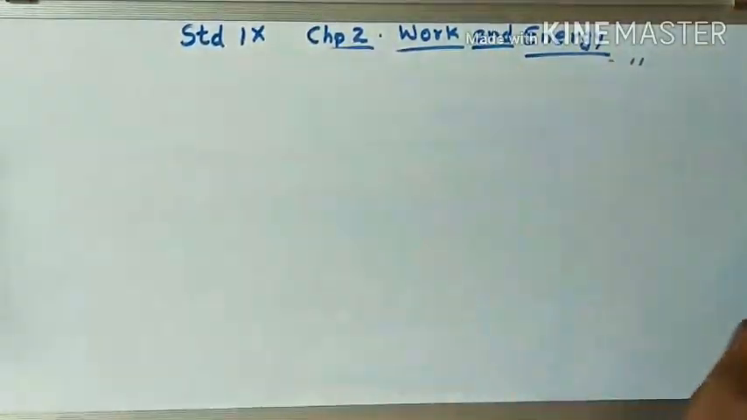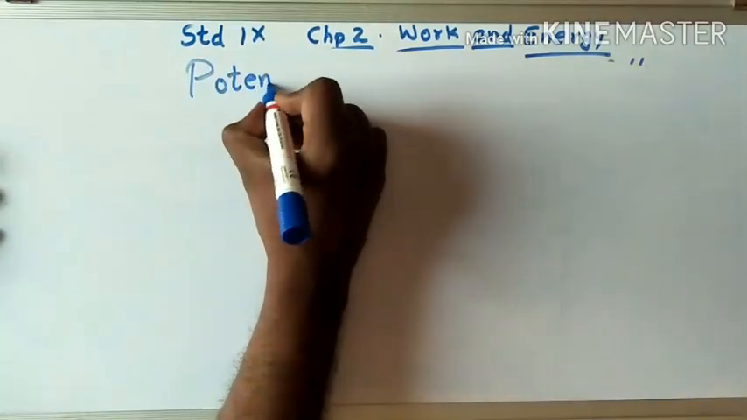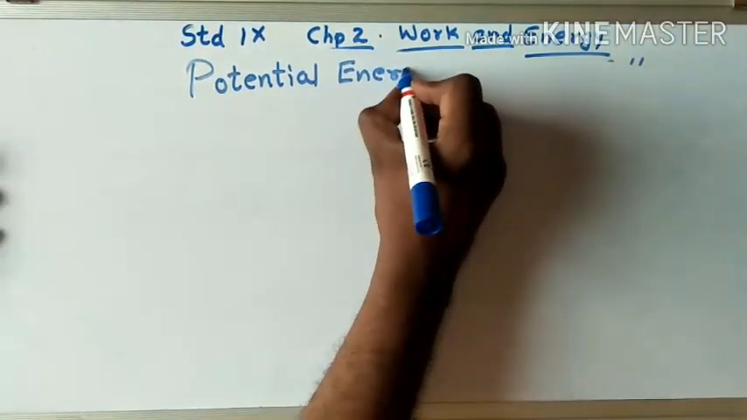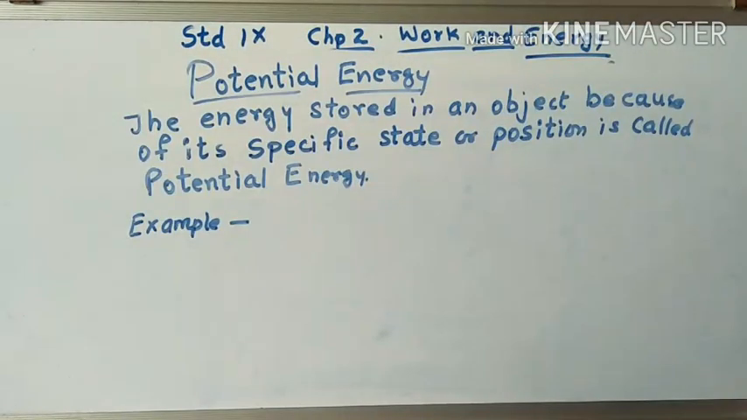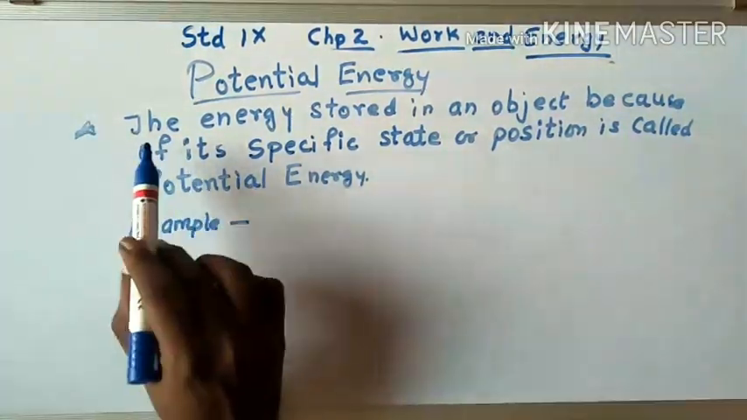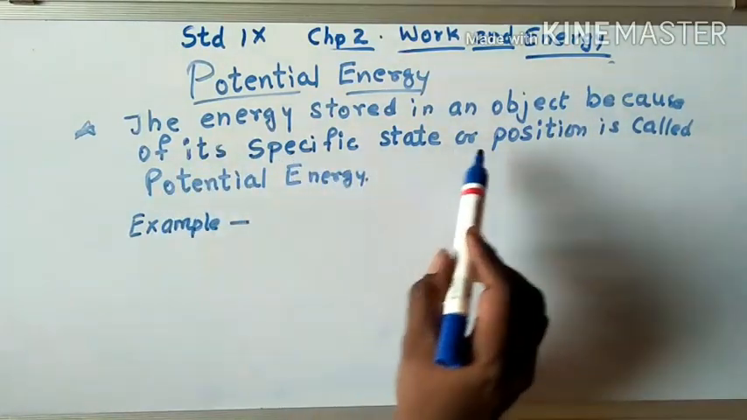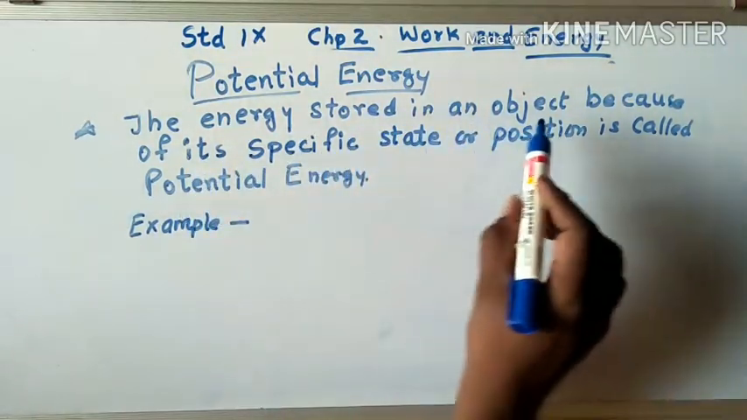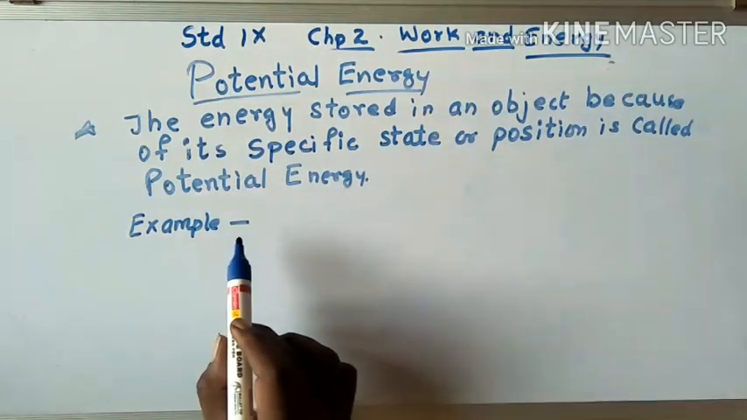start with potential energy. Let's start with potential energy. Now the definition for potential energy is: the energy stored in an object because of its specific state or position is called potential energy.